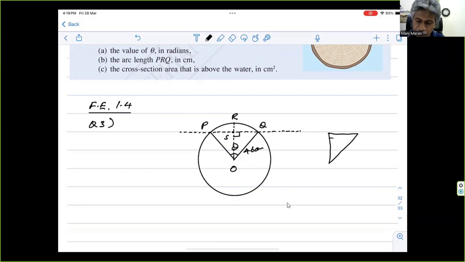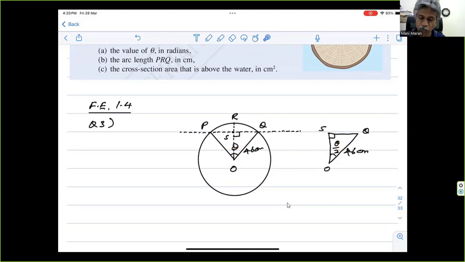So if you draw a triangle like this, this angle is 90 degrees. This is 46 cm. This is O. This is Q. This is S. So we are asked to find this angle. This angle now will be theta divided by 2, because the vertical line is a bisector of this angle. So either side the angle will be equal. That will be equal to theta over 2.